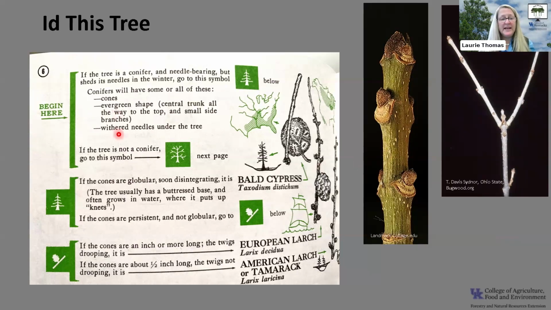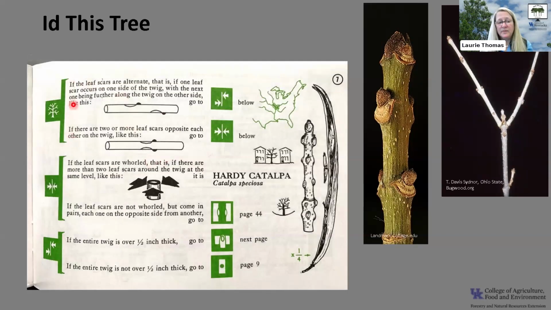So if we begin here, it asks if the tree is a conifer, needle bearing, but sheds its needles in the winter. Or if the tree is not a conifer, go to this symbol. Well, this tree isn't a conifer. You notice we have these very prominent buds that we looked at, that we talked about before. So we know this tree is not a conifer. So we're going to remember what this symbol looks like, our tree without leaves. Going over to the next page. And that's the top bracket that we're going to look at.